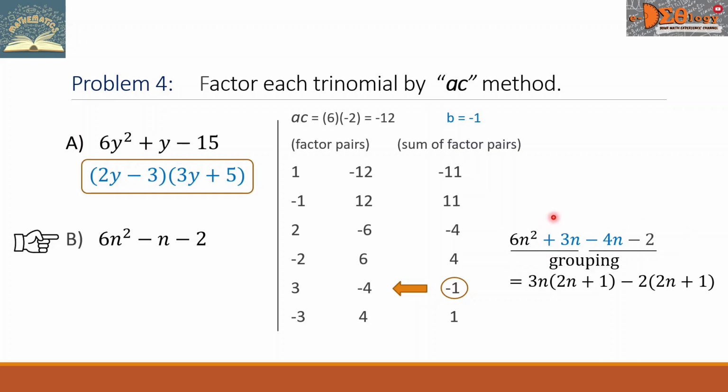For the first group, factors are 3n times 2n plus 1. For the second group, the common is -2 times the binomial 2n plus 1. For these two big groups, the binomial 2n plus 1 is common. We can pull it out, then multiplied by this 3n, and then minus 2. This is now the answer for letter B.